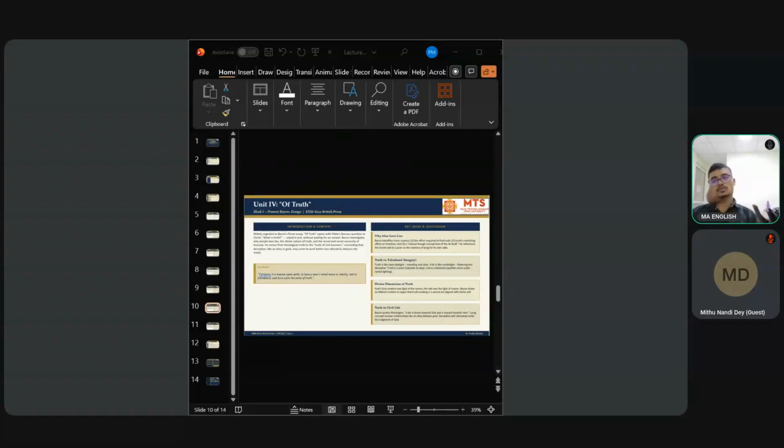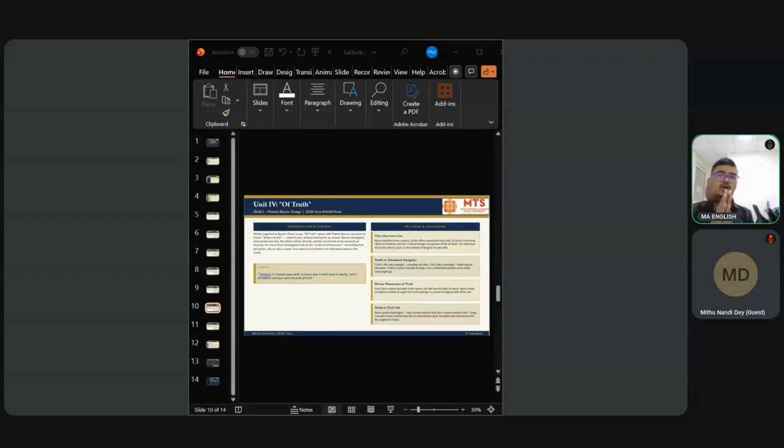Bacon argues that lying corrupts the fabric of human society, just as an alloy corrupts the purity of gold. It debases what should be noble and pure. And he ends with a solemn warning: persistent deception will ultimately invite divine judgment.